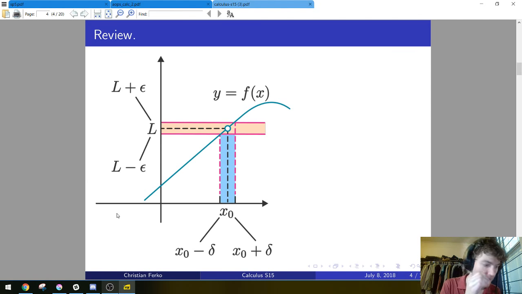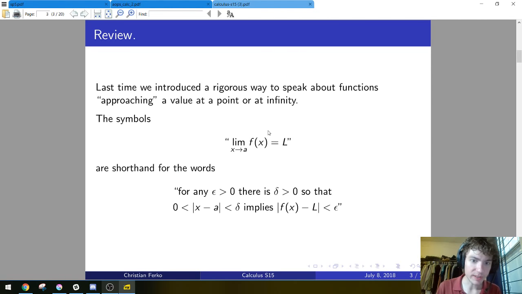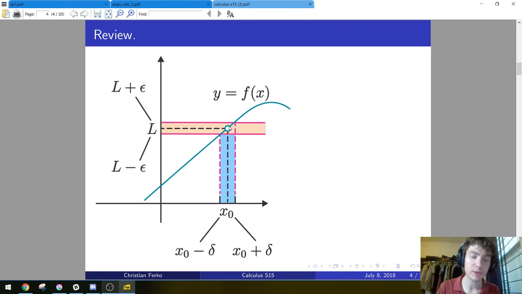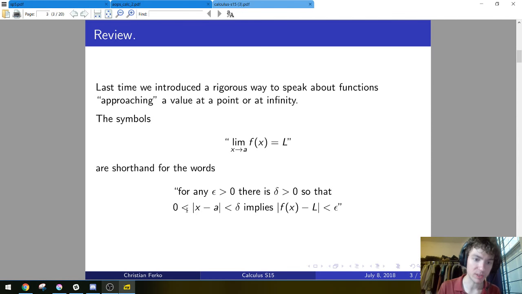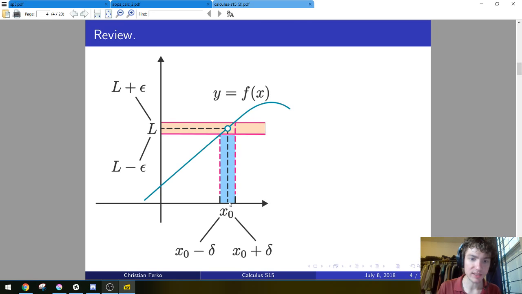Where was I? Right, so here's the picture corresponding to that definition. There's a hole in the function at the point, which emphasizes that what happens at the value doesn't matter. That's this 0 is less than on the bottom. And then the idea is that here the limit does exist the way it's drawn, and the reason it does exist is because for any epsilon, which is shown here as the pink bars around L, you can find a little interval from x0 minus delta to x0 plus delta, so that everything in that interval gets mapped into the pink bars. Right, so that's the definition that we saw.